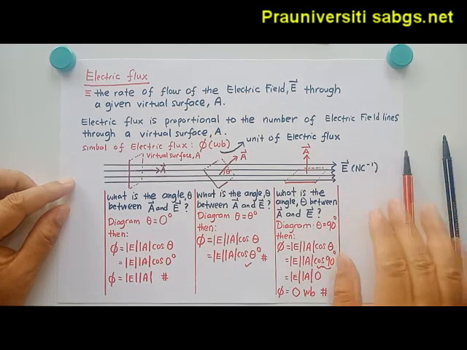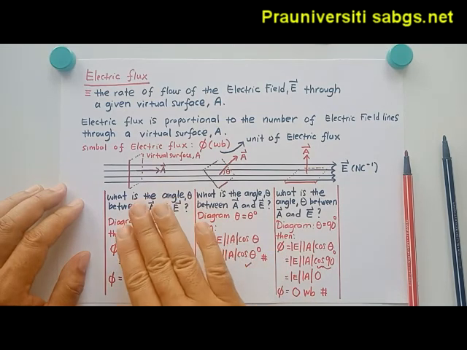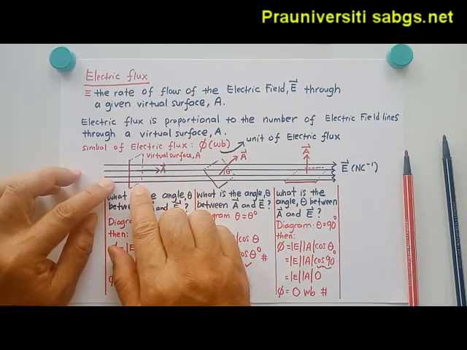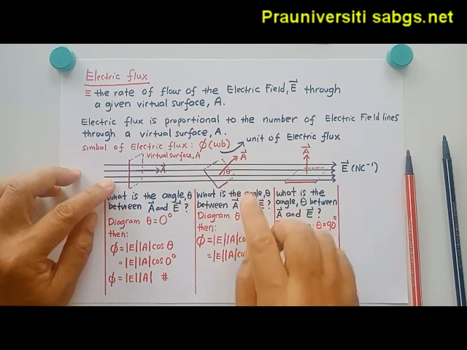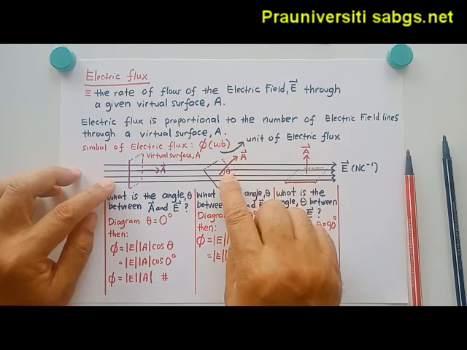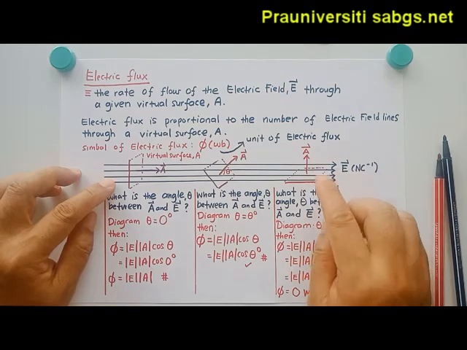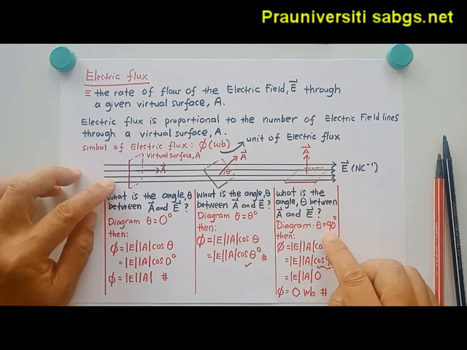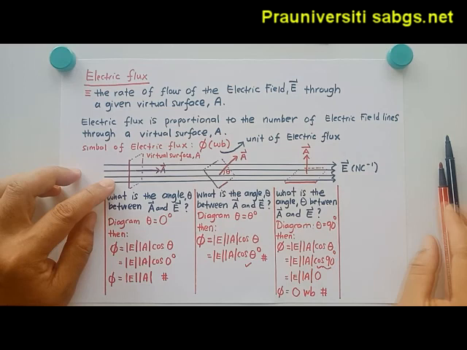Okay, so this is how we can calculate the electric flux based on the situation here. The first diagram shows that A is parallel with E. In the second case, we have an angle between vector A and vector E. And for the last case, the vector A is 90 degree with E, because cos 90 degree is equal to 0, so for this case we don't have electric flux.